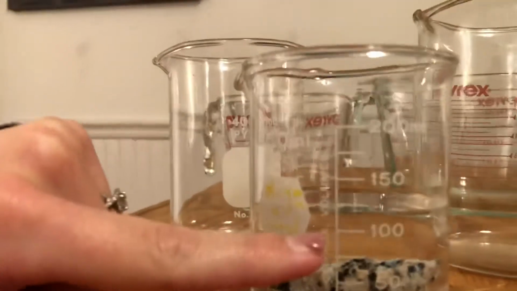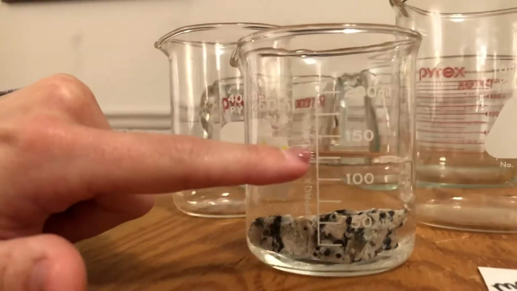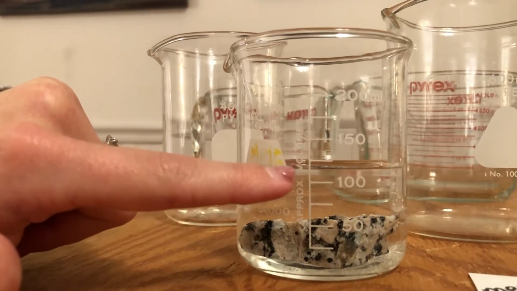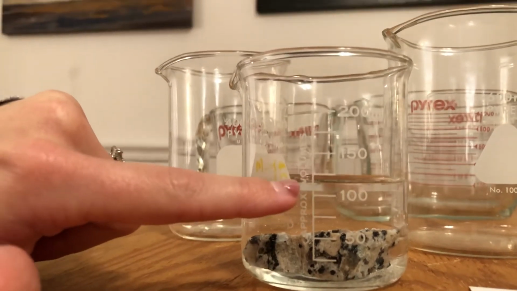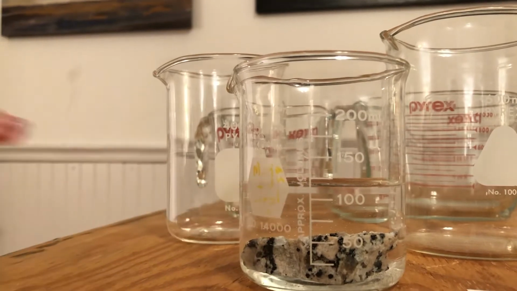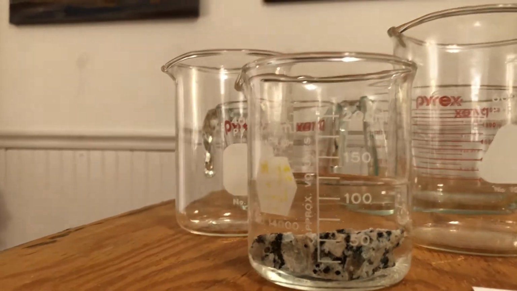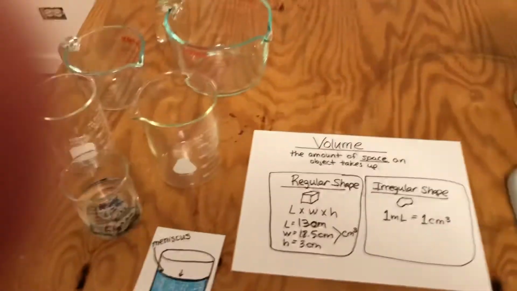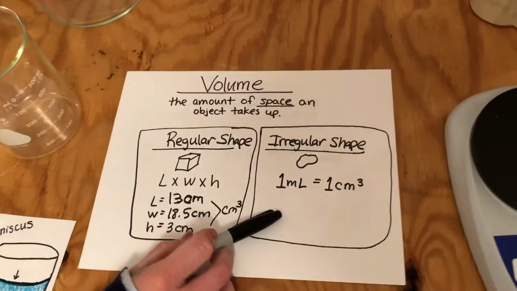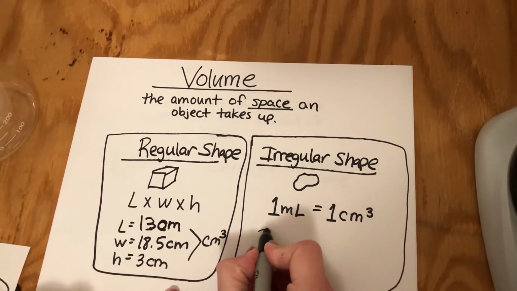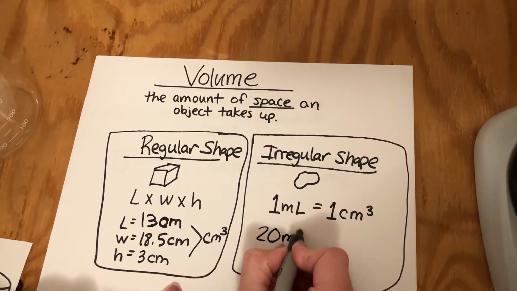So we started at 100 milliliters. The second line here would be the 125 milliliter line. I would say it looks like the water level rose by roughly 20 milliliters when we put that piece of granite in. So we can take that measurement and we can go back to our formula page here. We have a rock that is able to displace 20 milliliters of water.